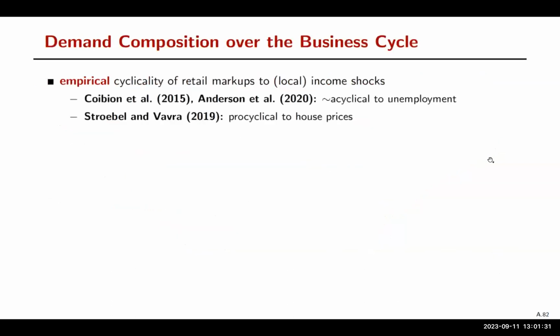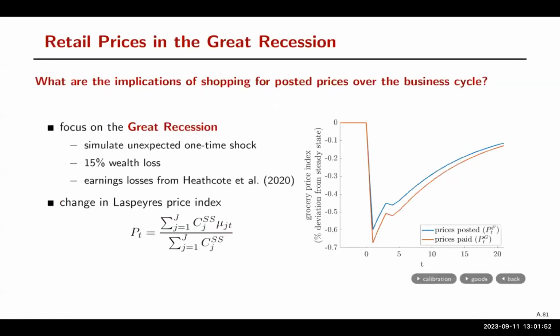And the composition effect is actually the last thing I want to talk about, because that's what's interesting here. Empirically, there seems to be some evidence using similar data, Nielsen or comparable, that retail prices respond relatively strongly to changes in house prices, but fairly acyclically to changes in local unemployment rates. I can relive that through the lens of this model because my Great Recession shock has two components: a decline in wealth, which you can think of as a proxy for a decline in house prices, and earnings losses, which in the Great Recession were heavily skewed towards low-income households and heavily driven by their unemployment spells.